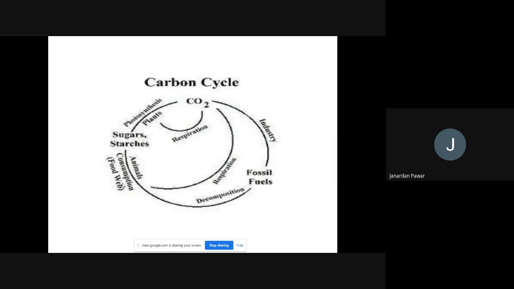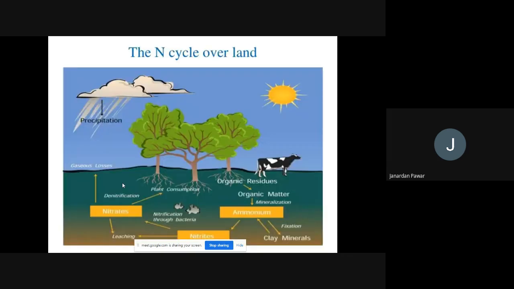Then this one is the carbon cycle. If you look at this, you can understand the carbon cycle in a very thorough manner. How the carbon cycle works, you can see by looking at this one. Next one is here with us. This one is the N cycle over land. From that, you can understand how the N cycle works. This is a way of going through the N cycle over the land. Just look at the figure, look at the picture, and understand how this N cycle works.